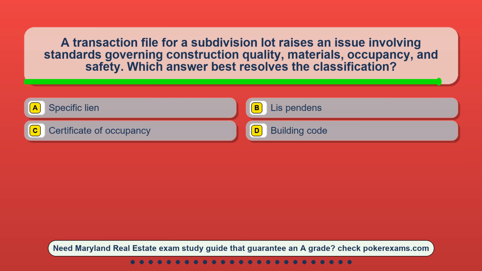Question 12. A transaction file for a subdivision lot raises an issue involving standards governing construction quality, materials, occupancy, and safety. Which answer best resolves the classification? Option A, specific lien. Option B, lis pendens. Option C, certificate of occupancy. Option D, building code.